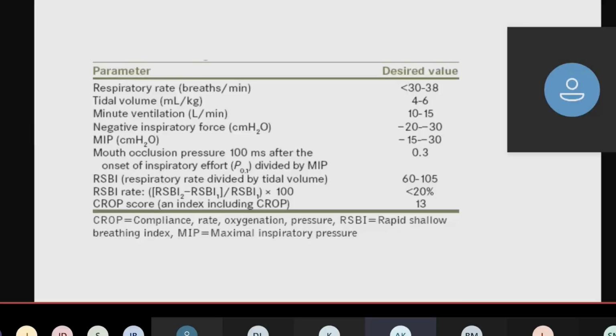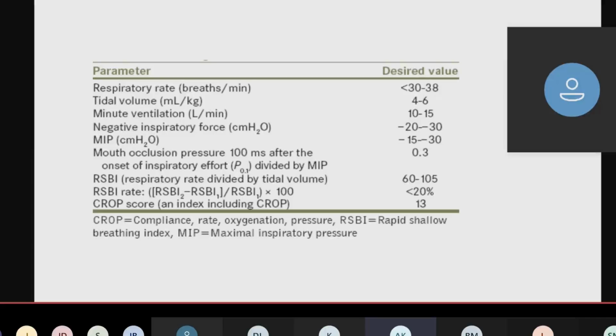The respiratory rate ideally should be less than 30. I don't see that, somewhere around 38 it is mentioned. Definitely no. Ideally it should be less than 30. And tidal volume, of course, you should be able to generate at least 4 to 6 ml per kg. And minute ventilation, as you all know, 10 to 15 liters per minute. And force, you always see whether a patient has adequate muscle power to generate. That should be around -20 to -30. And maximal inspiratory pressure, that should be around -15 to -30.